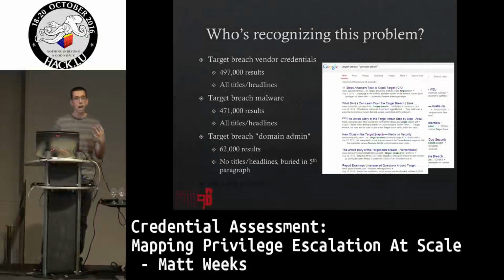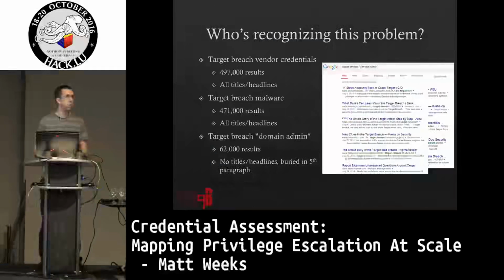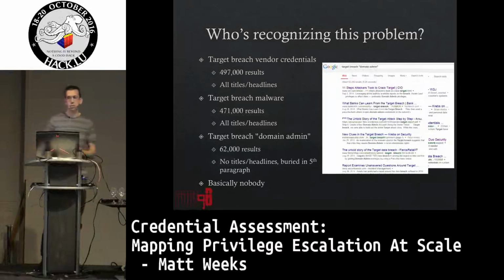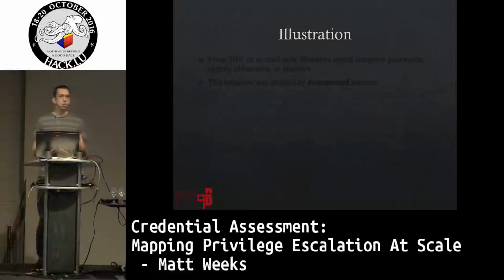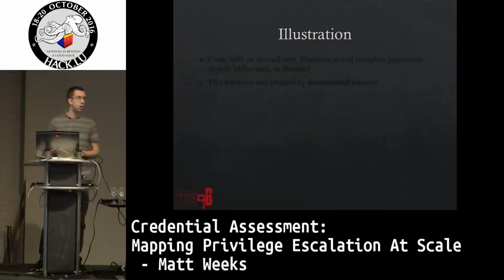If you search for domain admin, or anything equivalent talking about the credential theft in the middle, you get vastly fewer results. None of the results are focusing on the credential theft in the headlines. Normally it's buried in step 5 of the 11 steps or somewhere else in the process. So there's very little attention paid to this in terms of incident reports and news coverage. And not just incident reports and news coverage, but also in our area of security research, there's often not a lot of focus on credentials.